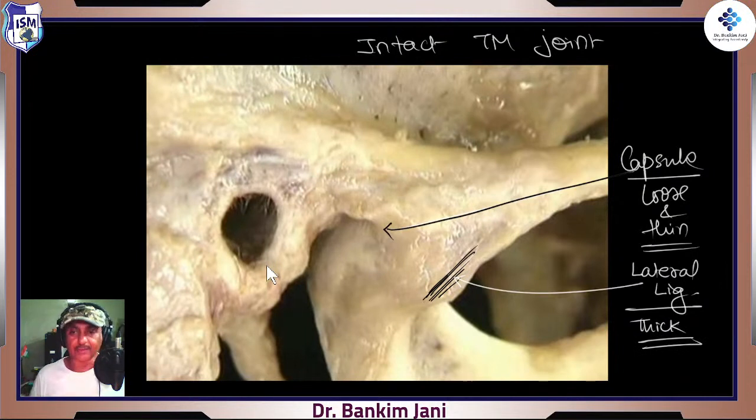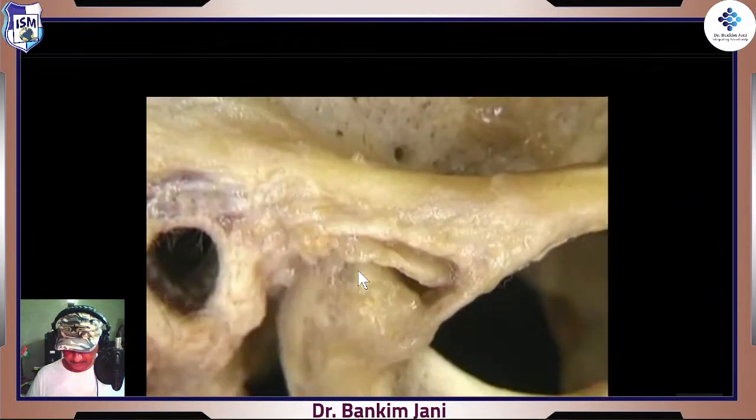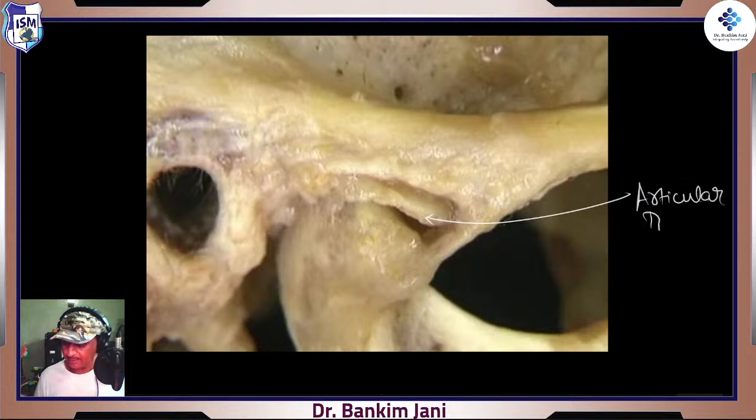So let's cut this. Let's cut a small portion. We have not cut the entire TM joint. It is like we just want to create a window. So we just created a window. And through that window, when we see, so here it is, this one. That's the articular disc, right? That's the articular disc.